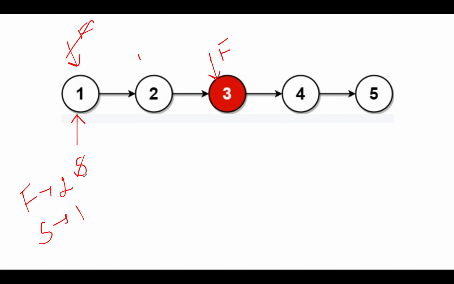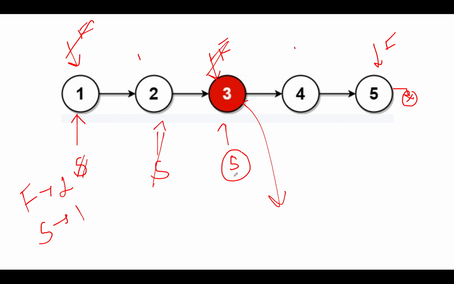And slow moves by a single position. Slow reaches here. Let's again do the same thing. Let's increment fast by 2 positions. 1, 2. So fast moves here and slow moves here. So what do we observe? We see that fast has reached the terminal node. Fast.next happens to be the end of the linked list, and whatever position the slow pointer is at, we simply return that back. It is at 3, which is in sync with our expectation.